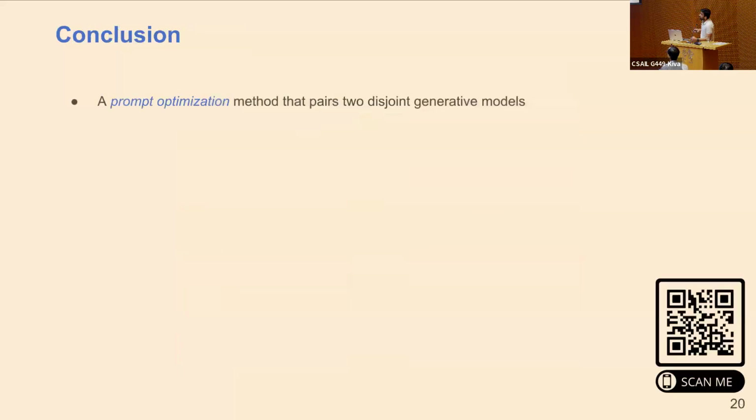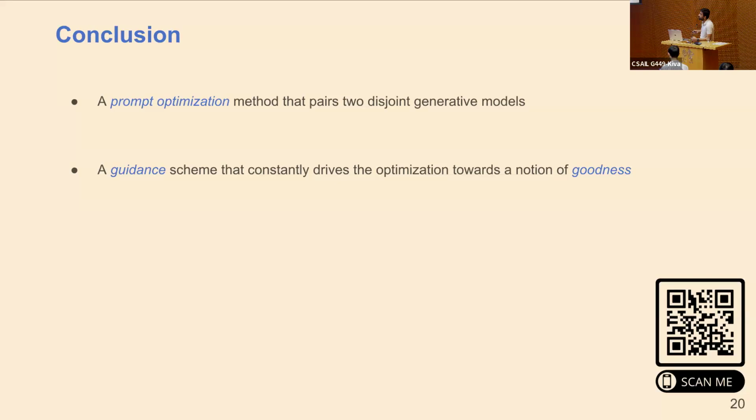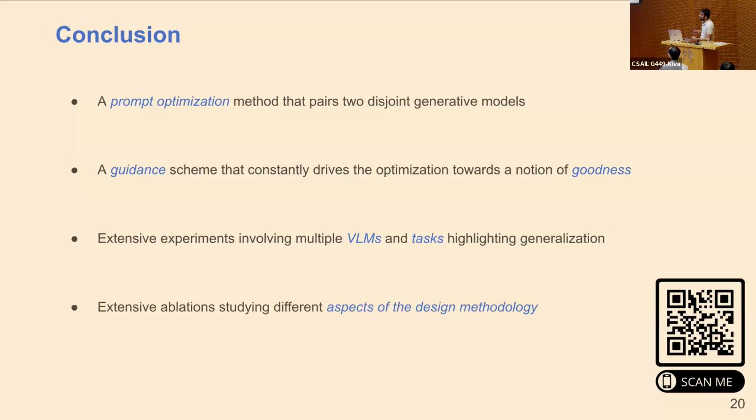So just to quickly wrap up, I presented a prompt optimization method that pairs two disjoint generative models, with a guidance scheme as well that constantly drives the optimization towards a notion of goodness. Then we extensively ablated and evaluated multiple VLMs on different tasks, showing generalization, and extensive ablations studying the different design choices. The paper is here on arXiv. Maybe you can scan it, and if you're interested and have any other questions, you can also go ahead. Thank you so much.